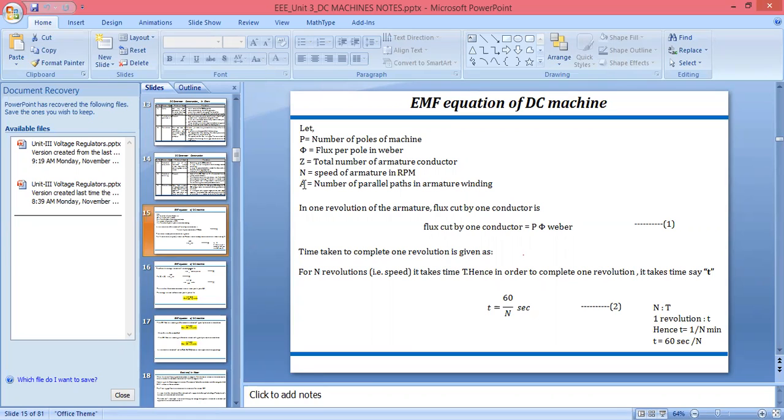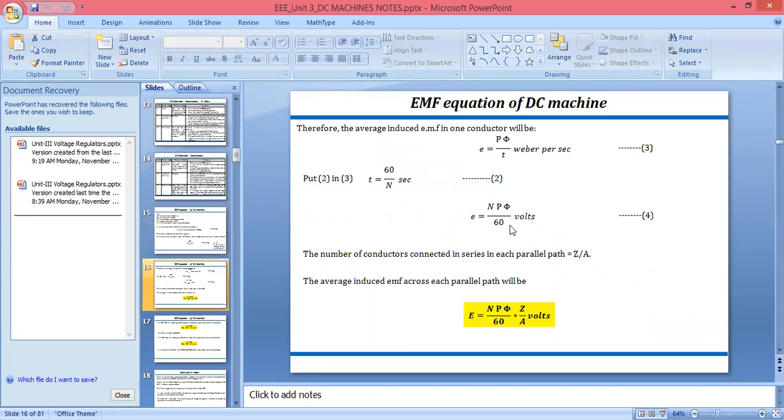According to this, we will get the equation for the EMF: E equals NPφ upon 60, because we are calculating that EMF when we take time in seconds. But we know that when we are calculating capital N, we take speed in minutes. So we can convert that time from minutes into seconds, and we get EMF E equal to NPφ upon 60.